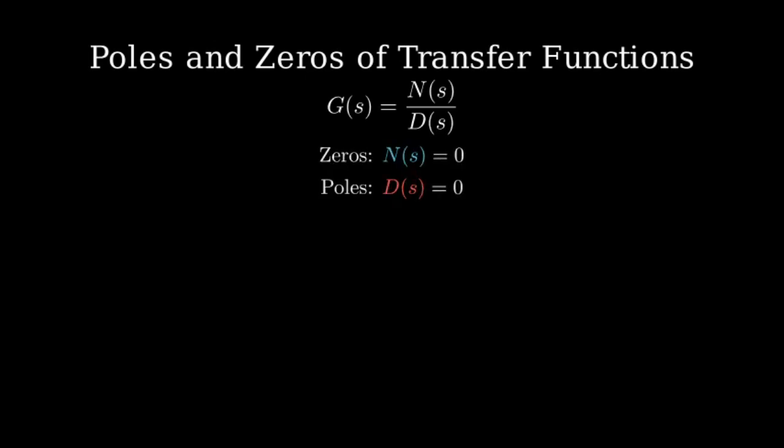Plotting these poles and zeros on the complex s-plane, where s equals sigma plus j omega, gives us the pole-zero diagram. This diagram is incredibly useful for understanding system behavior like stability and frequency response.